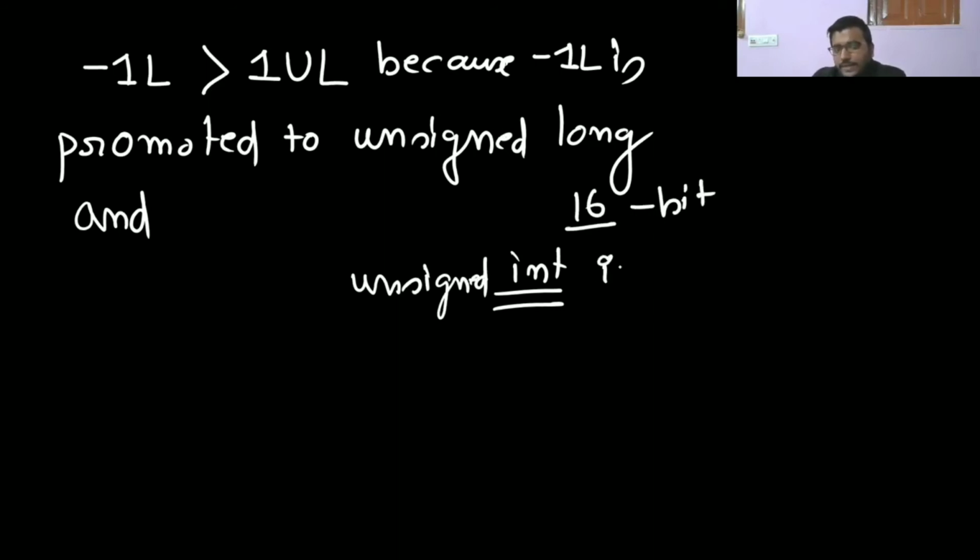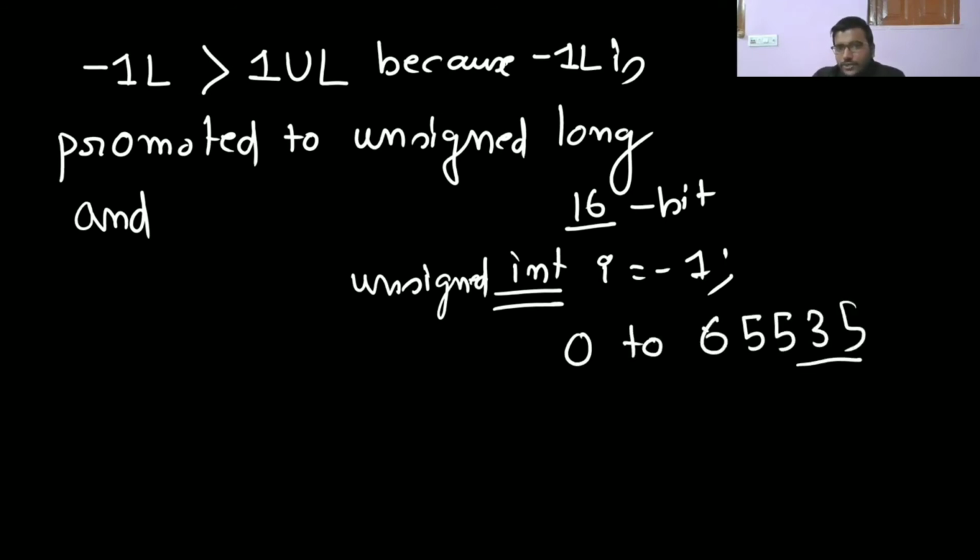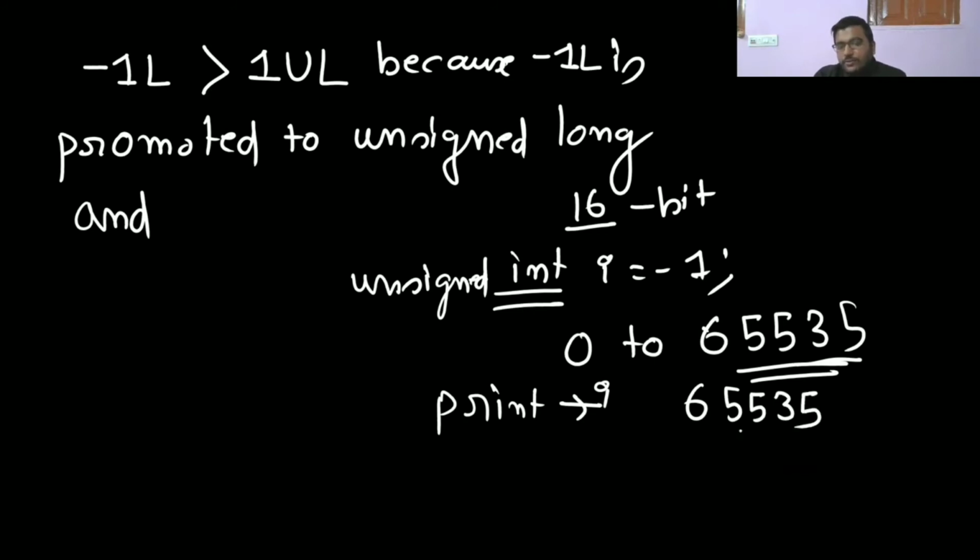Then unsigned int I is equal to -1. If I write it as -1, then since it is unsigned, it is not going to take -1. It will take a positive value, and it will go round. The range is 0 to 65535. So if you print I, it will take the last value of that range. Let's assume the last number is this, so it will print 65535.